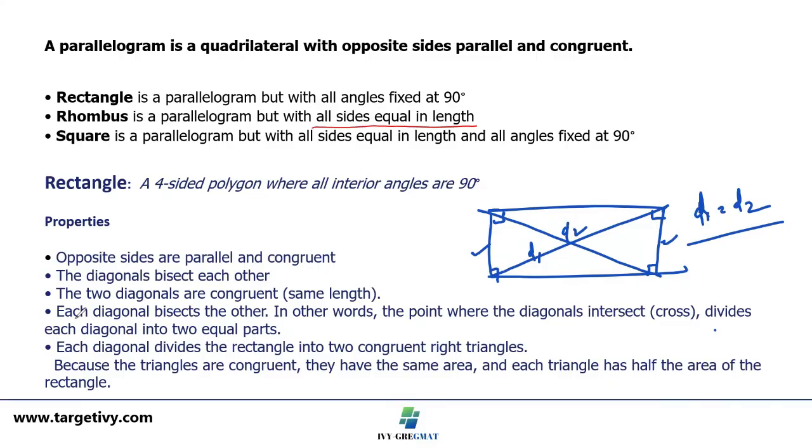Each diagonal bisects the other. So this diagonal will cut the other diagonal into two equal parts. So the point where the diagonals intersect, or the cross, divides each diagonal into two parts. So this is something that is dividing this and this, this and this. Each diagonal.